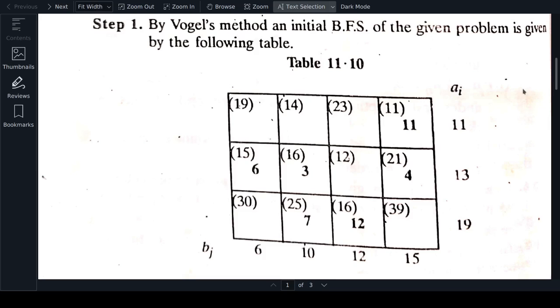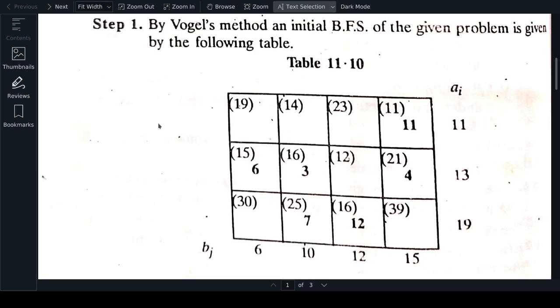Table 11.10 is actually the first table, which was obtained by Vogel's method. An initial basic feasible solution of the given problem is given by the following table. I already told you, first you will apply Vogel's approximation method, then you will get table 11.10. Okay, then in this table, what is the number of allocations?